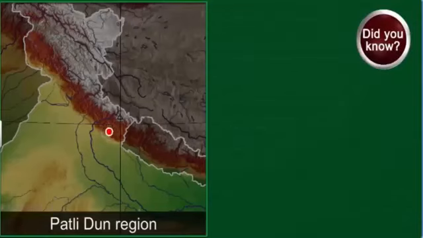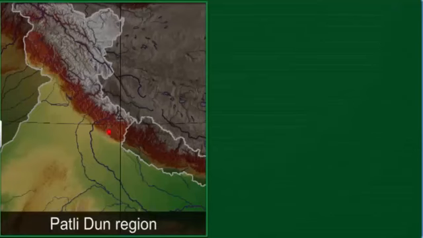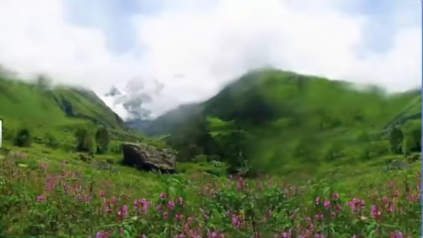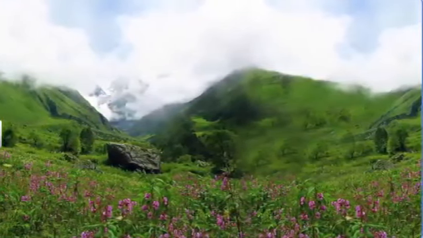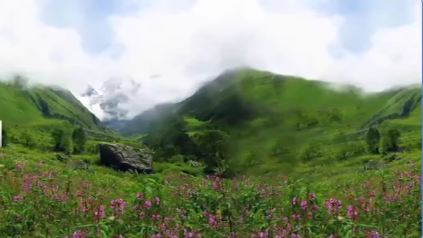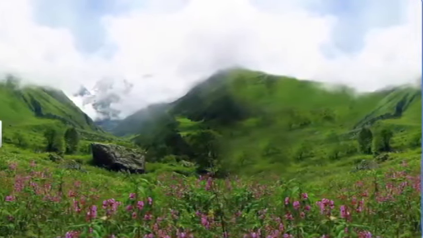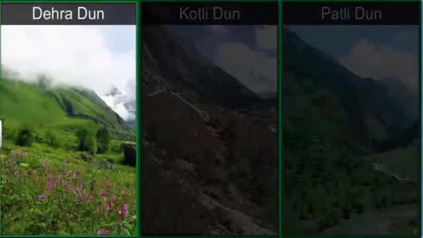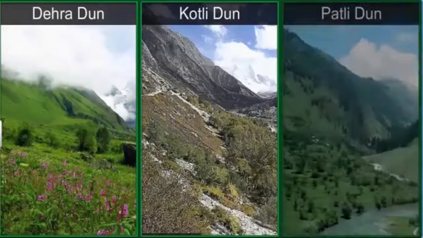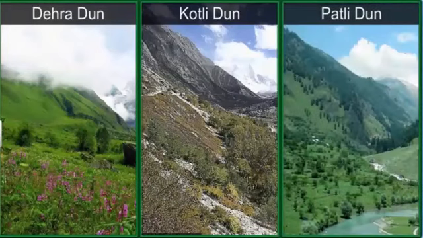You may have heard of Dehradun. The famous hill station of Mussoorie is located in the Dehradun Valley in the state of Uttarakhand. The longitudinal valleys that lie between the Himachal and the Shivaliks are known as dunes. That's how the most famous valleys, including Dehradun, Kotli Dun and Patli Dun, got their names.